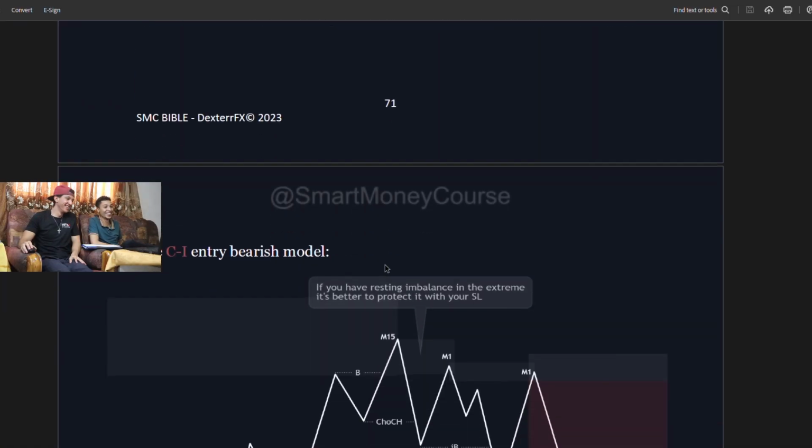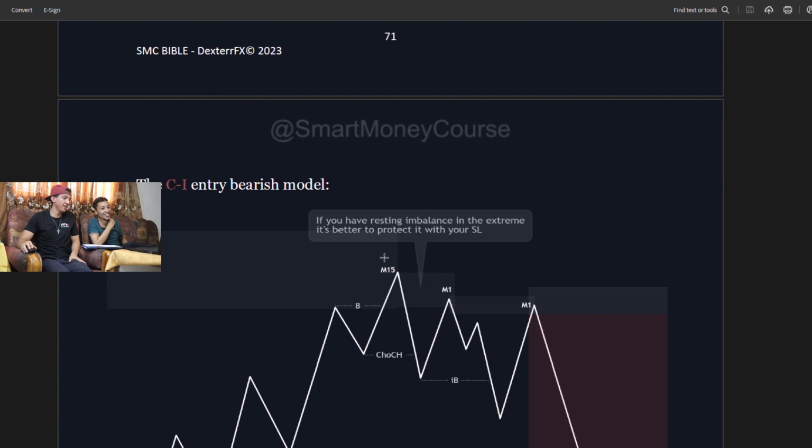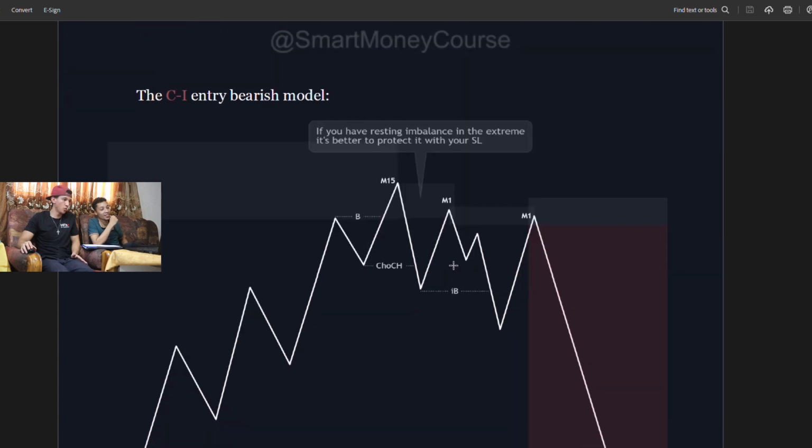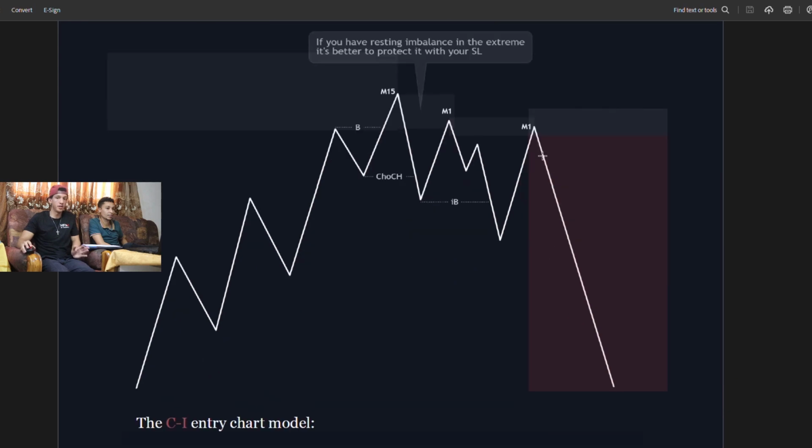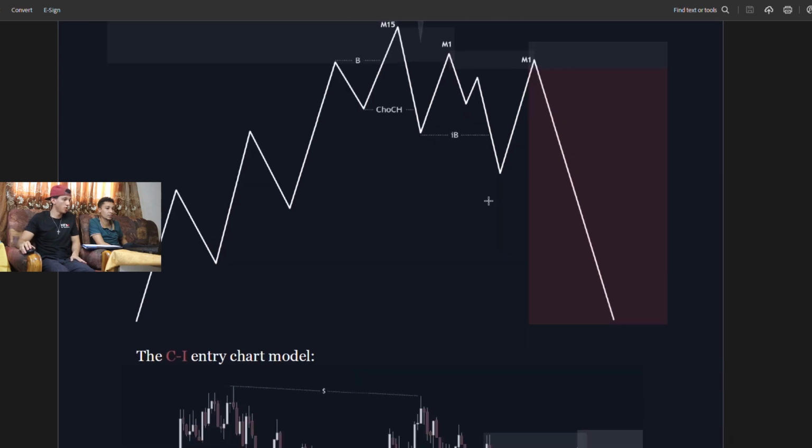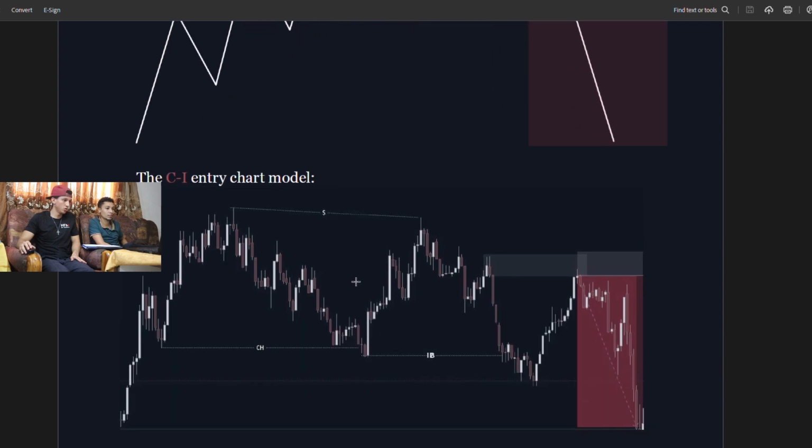Yeah, they do. So the C1 entry in a bearish model is exactly the same as what we just said on top. You have your change of character, you have your internal break of structure right here, and then you wait for the retest, which is basically the reverse now, your lower high. That would be your entry point using the C1 entry model.